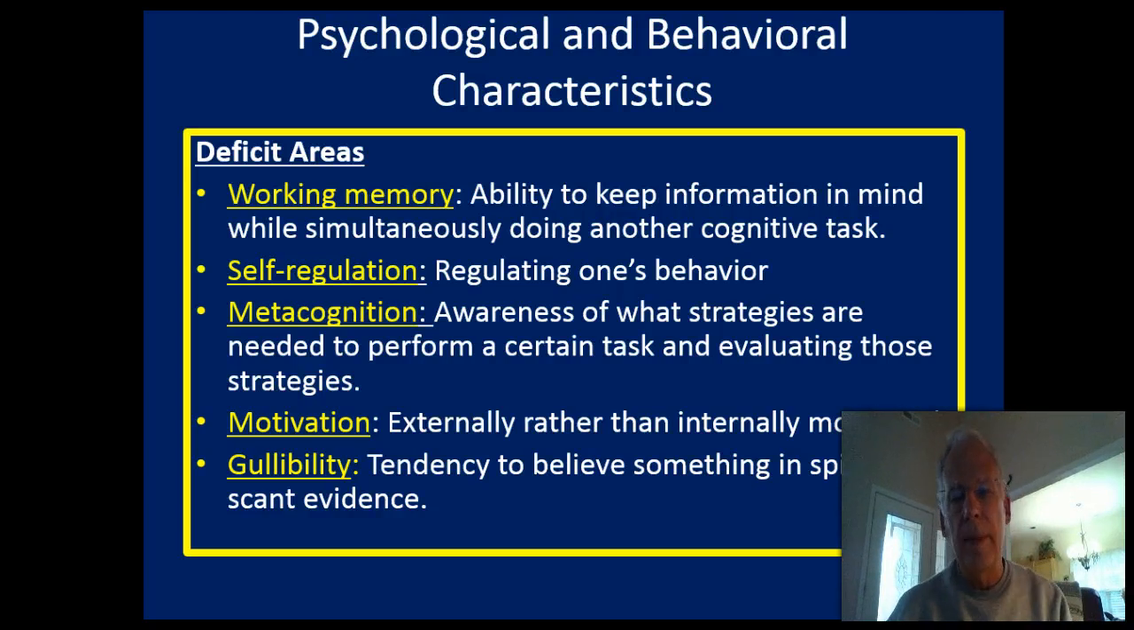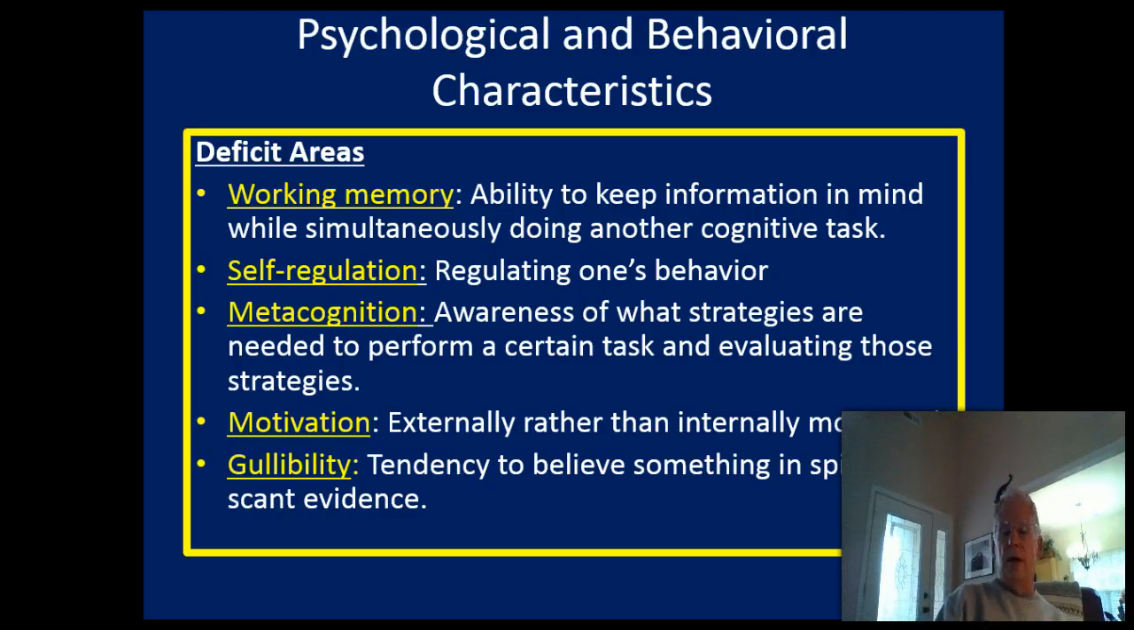Self-regulation: in other words, they have difficulty, or they may not have the mechanism, to recognize how their behavior impacts another. In some cases, if you look back at the movie Forrest Gump, you can think of times when he didn't really recognize how his interactions with other people were taken. And metacognition: awareness of what strategies are needed to perform a certain task. So the idea of knowing that you know. Students with intellectual disabilities have much difficulty doing this.